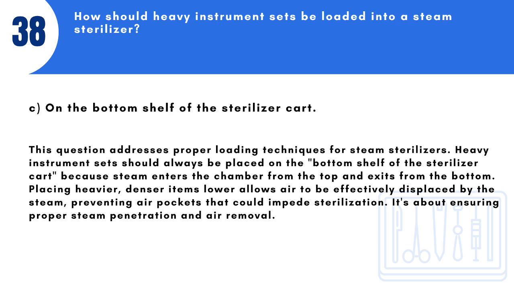Answer: C. On the bottom shelf of the sterilizer cart. This question addresses proper loading techniques for steam sterilizers. Heavy instrument sets should always be placed on the bottom shelf of the sterilizer cart because steam enters the chamber from the top and exits from the bottom. Placing heavier, denser items lower allows air to be effectively displaced by the steam, preventing air pockets that could impede sterilization. It's about ensuring proper steam penetration and air removal.